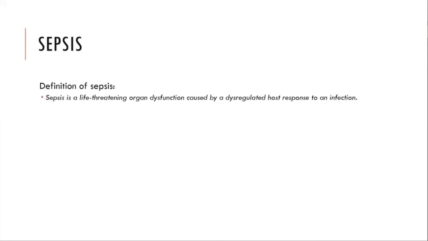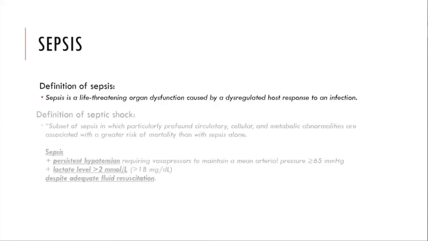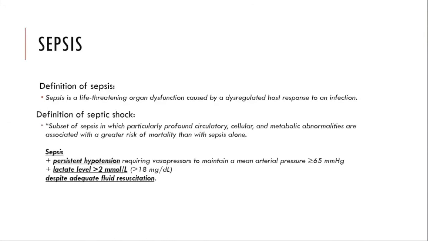Sepsis. Okay, so I'll give you a quick rundown of sepsis. Definition, so we've moved away from the idea of a systemic inflammatory response syndrome, SIRS, and instead we're now using the idea of life-threatening organ dysfunction caused by dysregulated host response to an infection. And specifically septic shock is that, but in the context of profound circulatory, cellular and metabolic abnormalities, all of which are contributing to an increased risk of mortality.